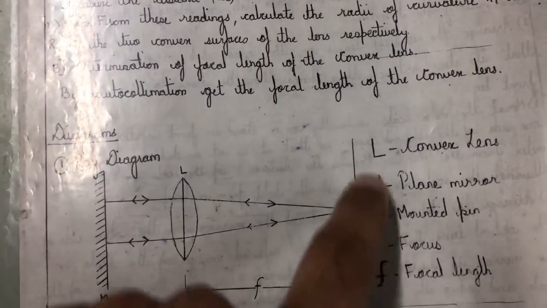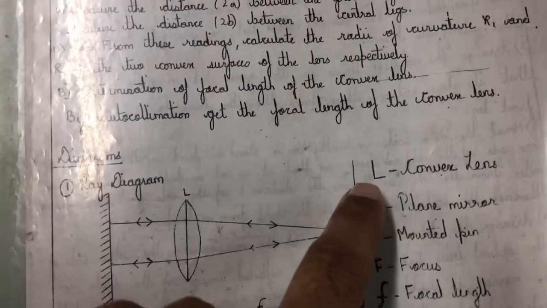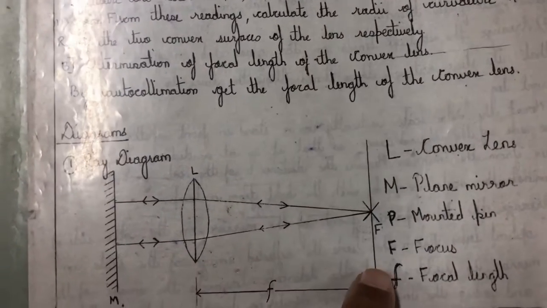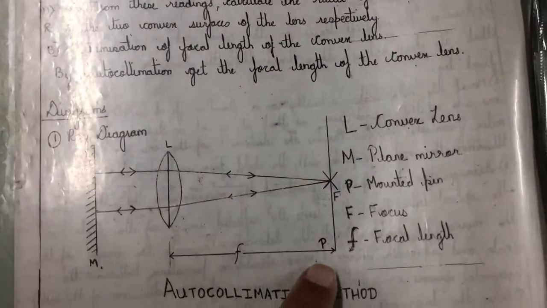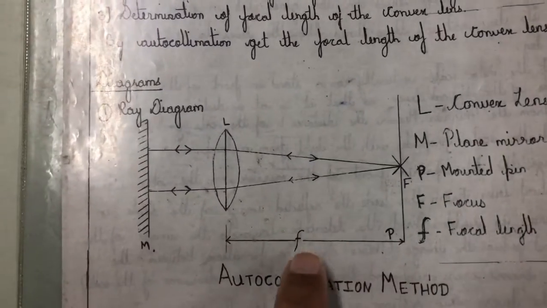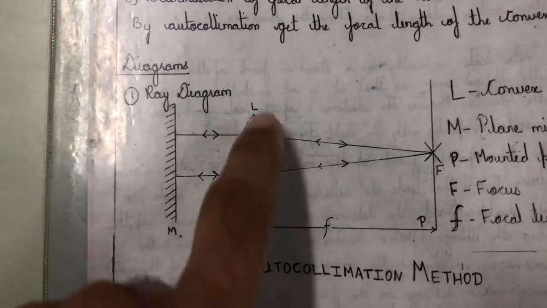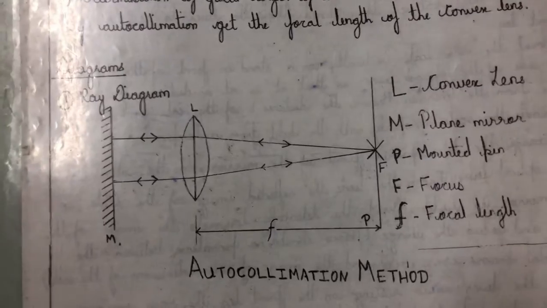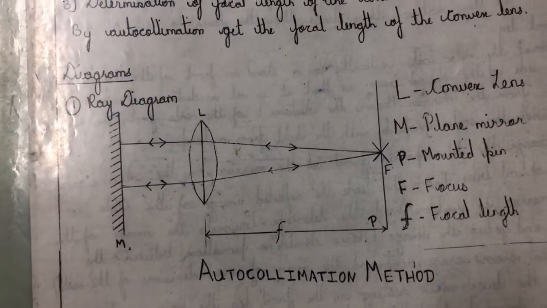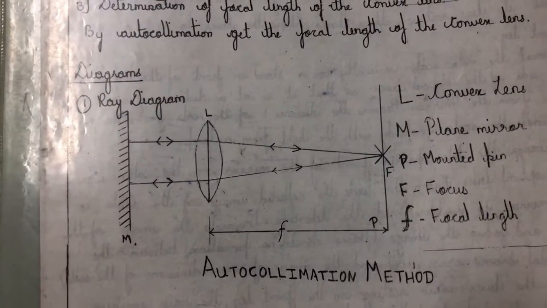Now this inverted image falls exactly at the position of the index pin. So there should not be any parallax between these two, that is between the image and the index pin. This happens only if the index pin is exactly at the focal distance from the convex lens. So we are going to do this now on the apparatus.